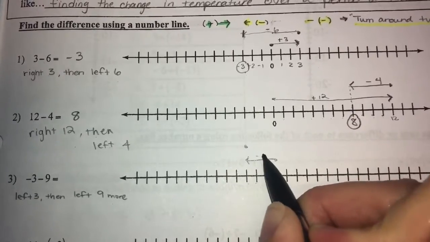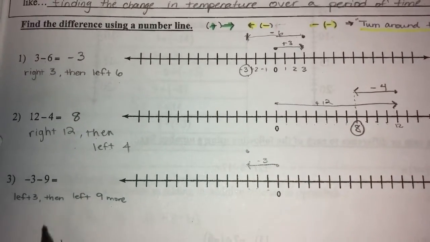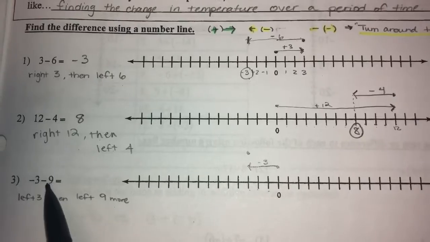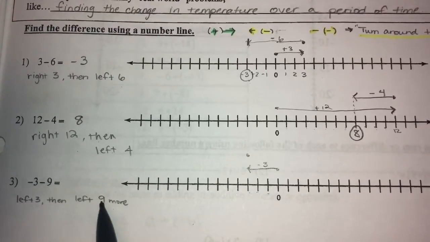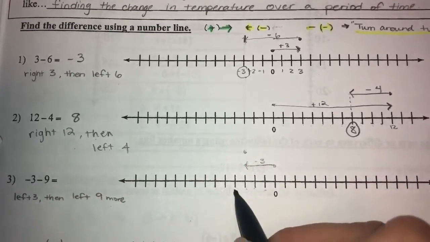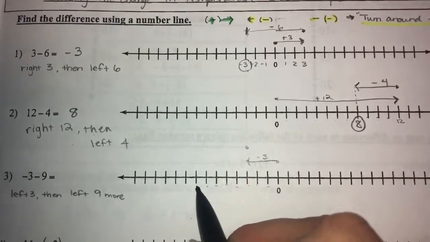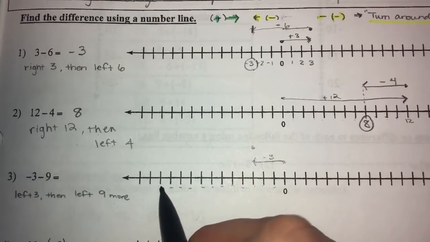And then, so I'll fill on there, that was the left 3 movement. And then we're going to go from where we ended, and we're going to move left 9 more. So 1, 2, 3, 4, 5, 6, 7, 8, 9.